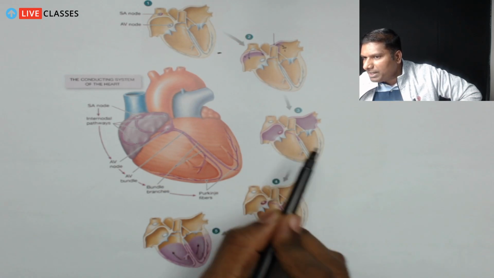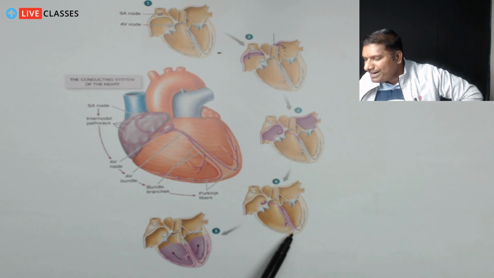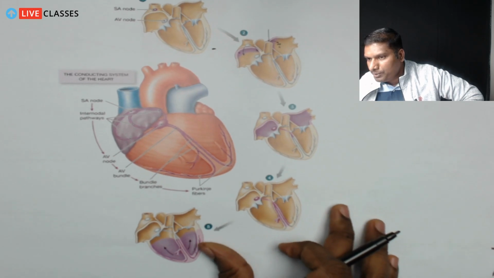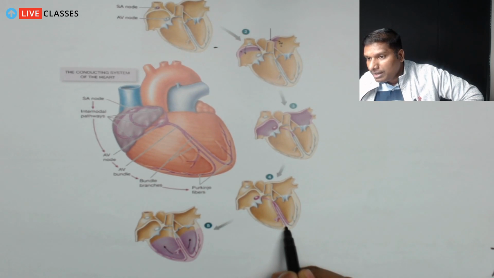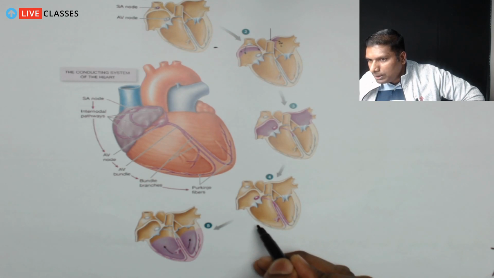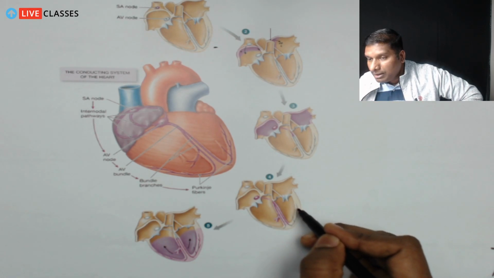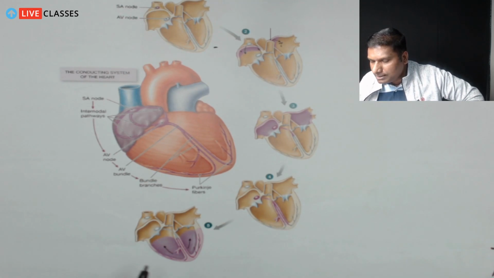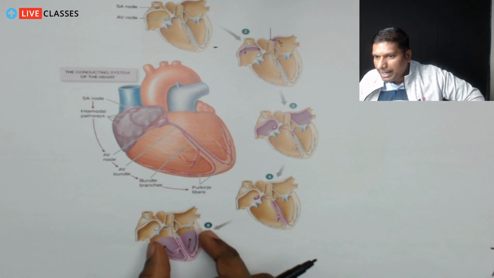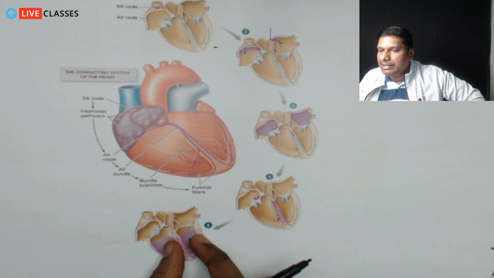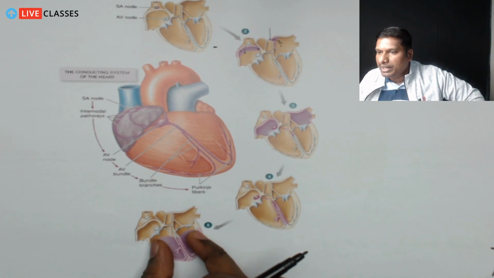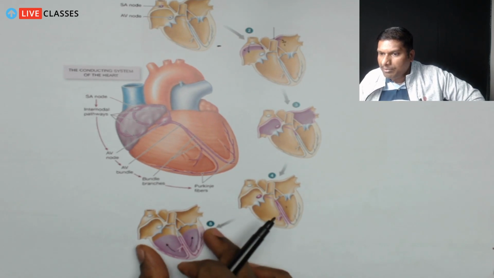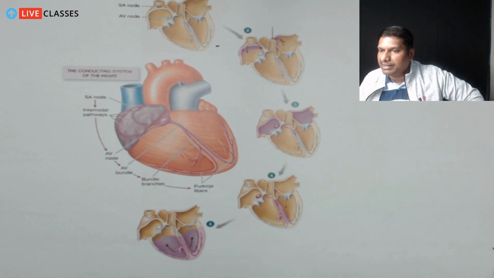The moment it reaches the bundle of His, you will see the signal immediately moving to the apex of the heart. I hope you can see the purple color here. So it immediately moves to the apex of the heart, and from the apex of the heart, through the Purkinje fibers, which are spread all over the ventricles, the signal will start to move, and this will basically cause the contraction of the ventricles. The ventricular contraction will start here, but at this point, you will see the complete contraction of the ventricles.